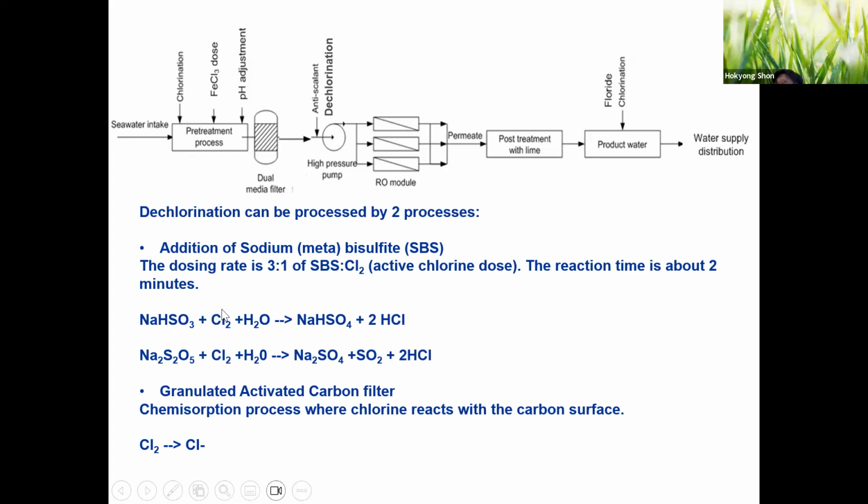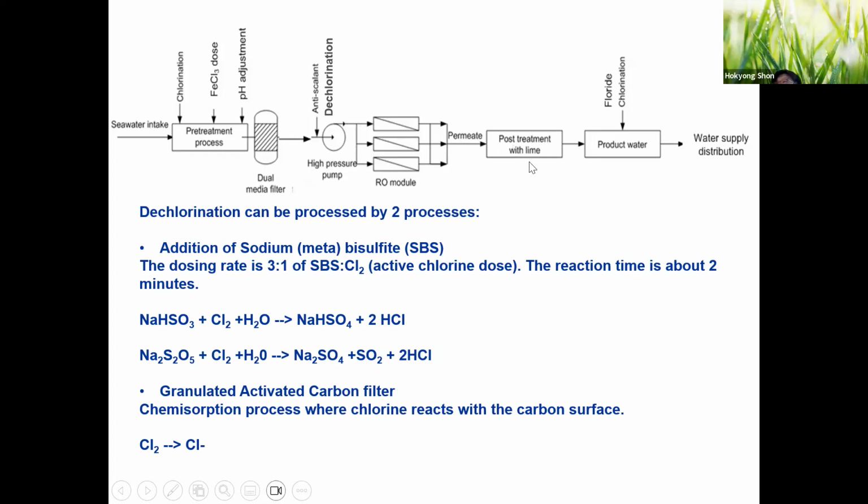Otherwise, this Cl2 will attack your RO membrane. The RO membrane is a polymer, like a nylon textile. So the membrane will be damaged because of chlorine, and then you can just remove all the skin layer of the membrane. So we need to dechlorinate your water and pass it through reverse osmosis. So this is the reverse osmosis, and we can go to the next step, post-treatment.